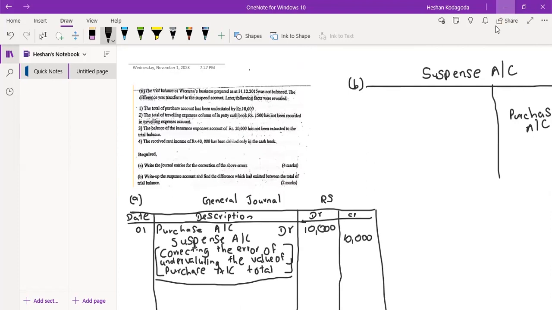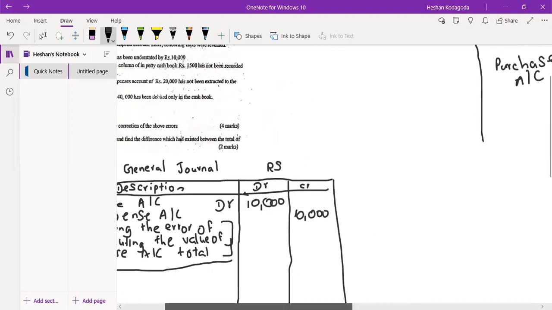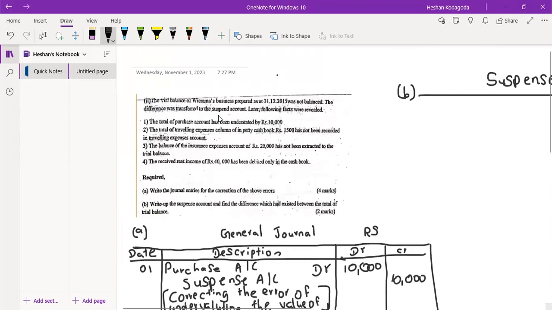Okay. Second one. The total of the traveling expenses column of the petty cash book, rupees 1,500, has not been recorded in the traveling expense account. Right. Now, what is the situation? The total of the traveling expense column in the petty cash book, 1,500, has not been recorded in the traveling expense account.